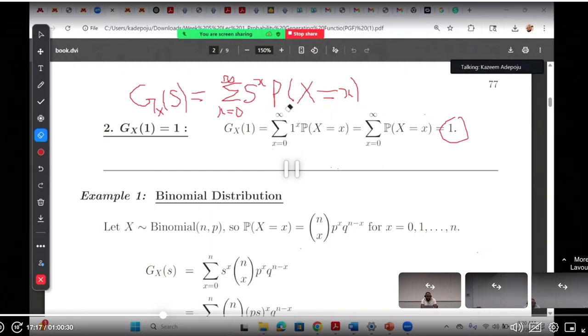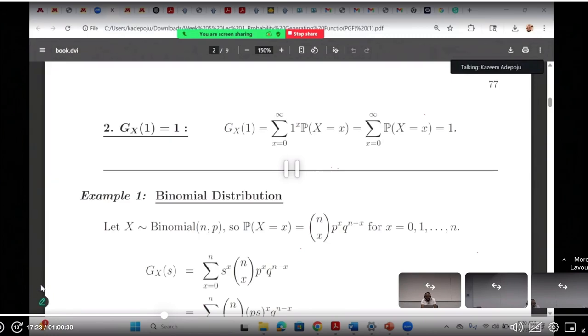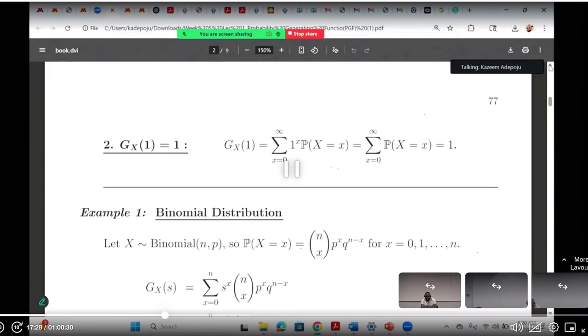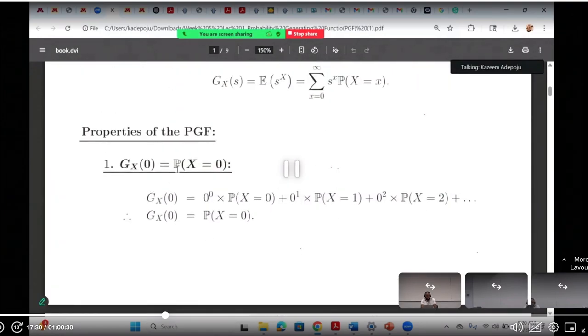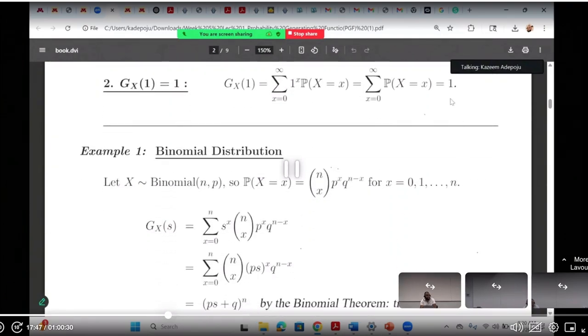Now, because of that, you can see now. This is what I quickly want to do. Please pay attention. This is for you to check whether the probability generating function you derived is correct. If the PGF you derived from a distribution is correct, when you plug in 0, it should be equal to the probability of x equal to 0. When you plug in 1, it should give you 1.